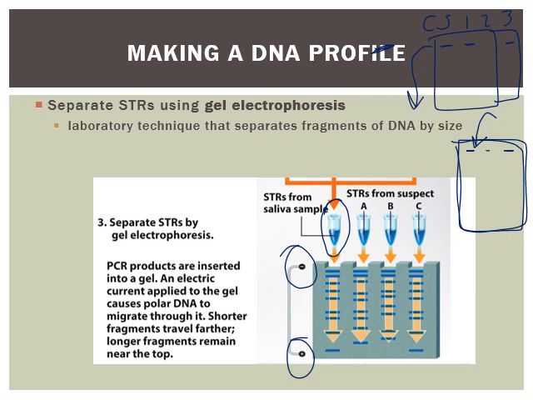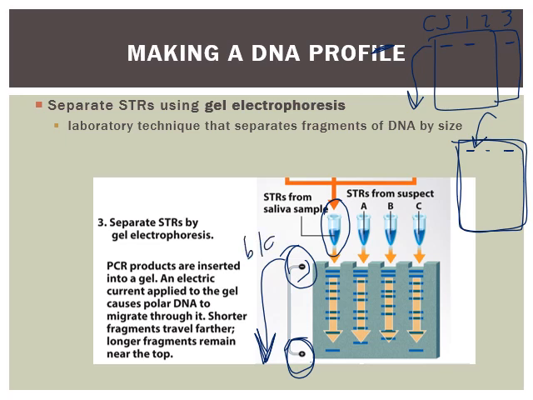So our DNA is negatively charged, so it naturally wants to move this way. If it's really big, if it has lots of base pairs, it's not going to move very far, whereas if they're really small, then they're going to move a lot further, closer to this positive side. Okay, so again, the shorter fragments are going further, the longer fragments stay near the top or the negative side.